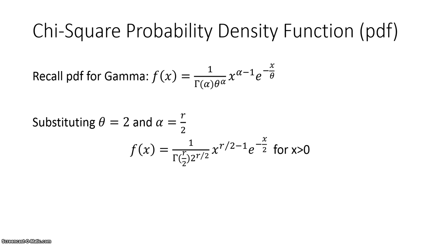So chi-square distributions have to be greater than 0. We can see that they depend on the degrees of freedom. So there's not just one chi-square distribution. There are a whole bunch of different chi-square distributions, an infinite number of them, depending on how many degrees of freedom we have.